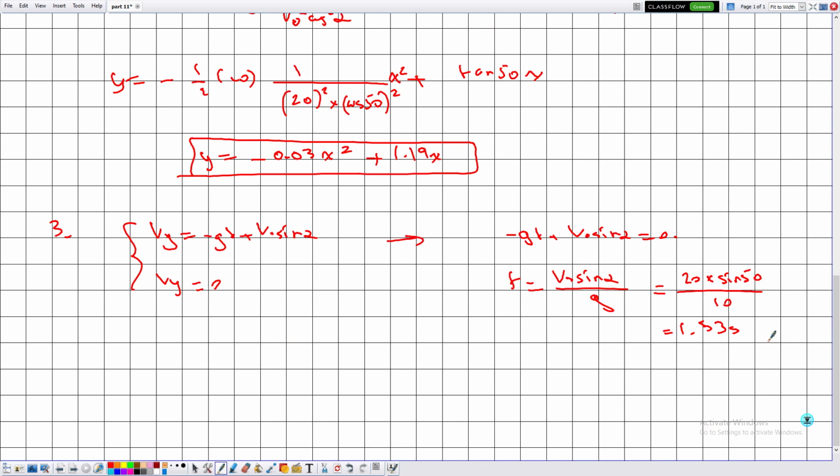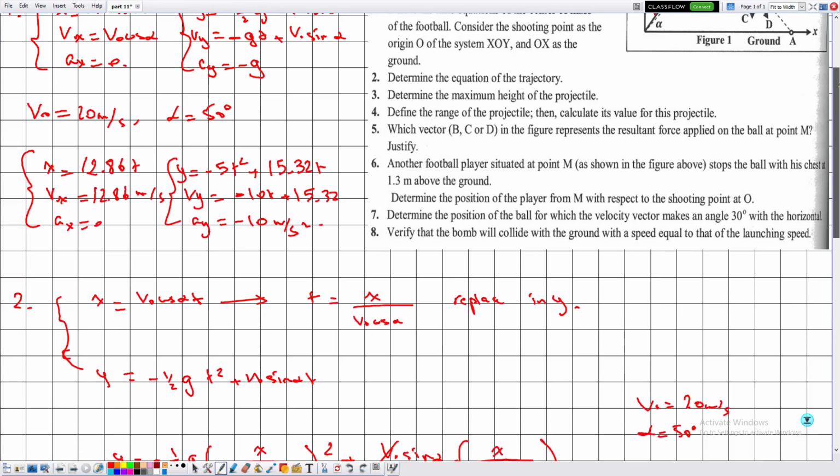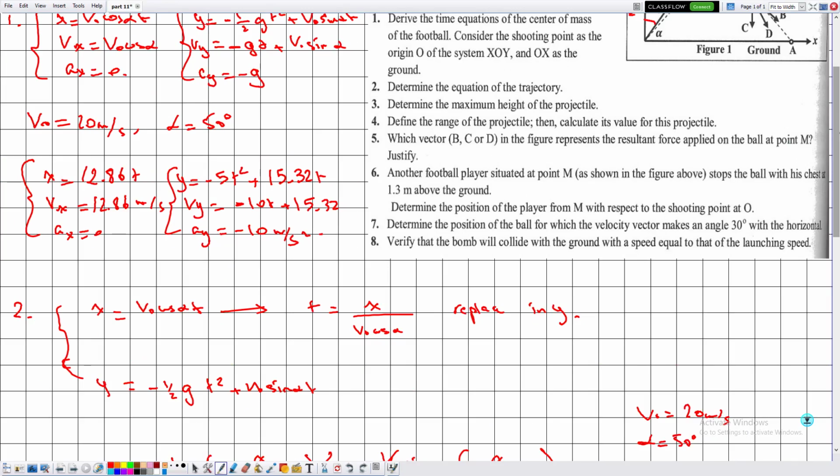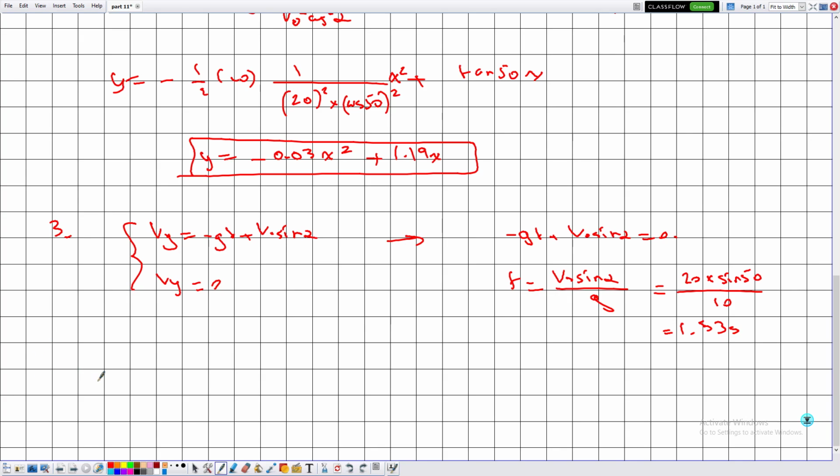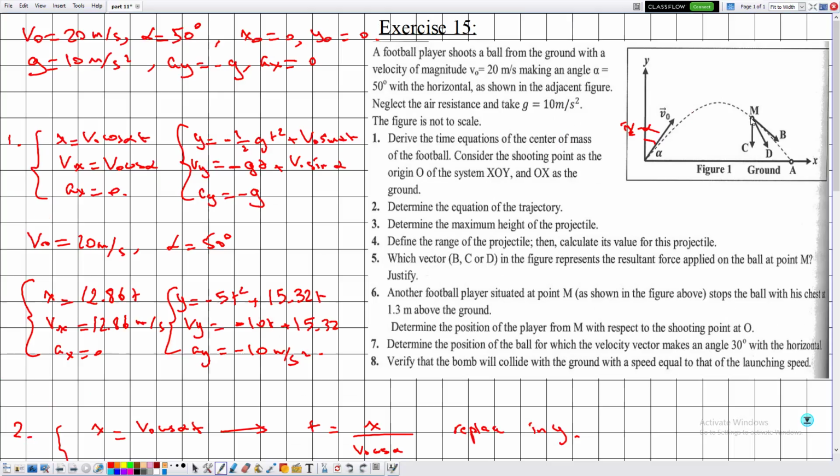So now after we have determined the value of t, we can replace in this equation in order to determine the value of y. So now the maximum height, which I will denote by capital H, is equal to minus 5 t square plus 15.32t. Now instead of the value of t we will replace this time the value corresponding to what? For vy equal to 0. Why is vy equal to 0? Because at this point we have the maximum height.